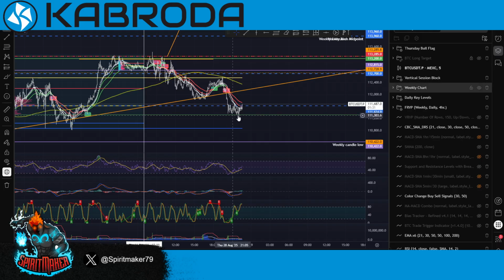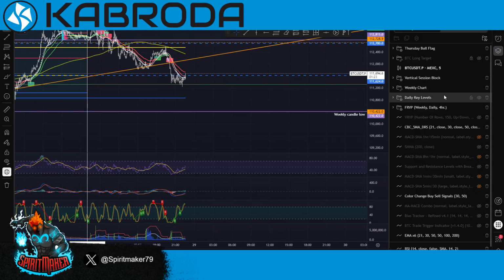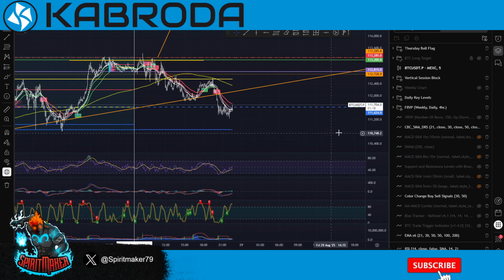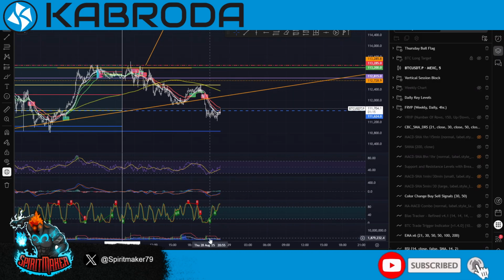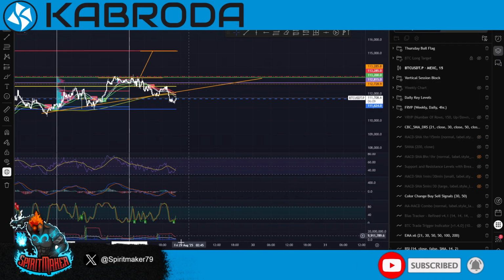So right now we're still sitting pretty good for this to run up, but this could roll on over and start breaking on down and start testing these weekly lows. So we'll just have to pay attention and see what's going on. We're going into the week here, so things could be not quite as good as we like. But that's about it, guys, for the recap.